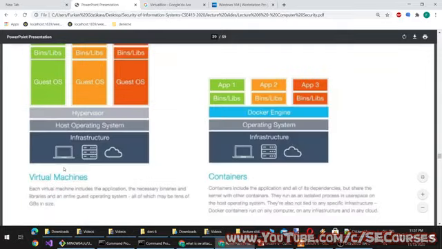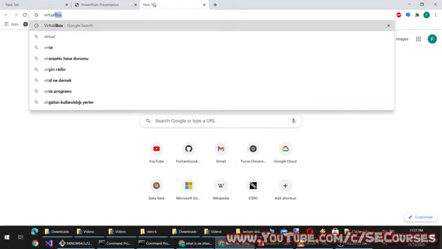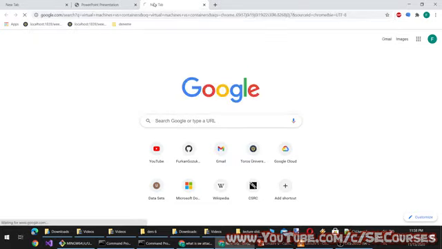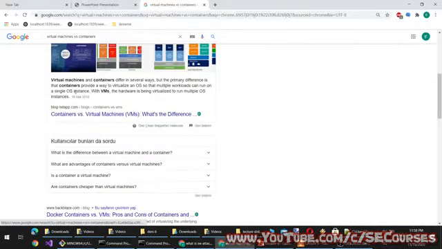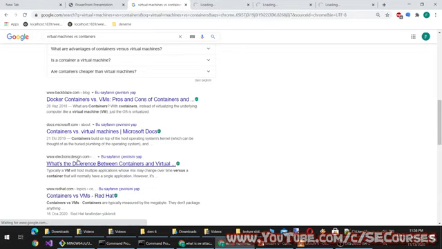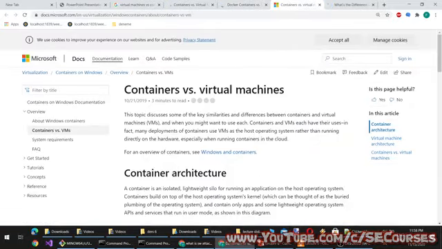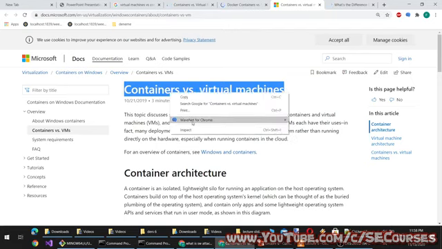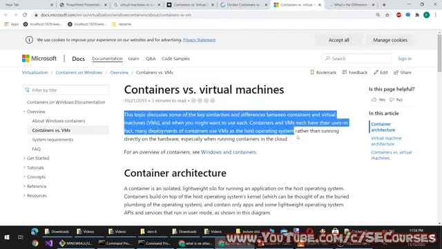So virtual machines versus containers, if we search for that, we may get a clearer idea. Okay, let's see the difference. Okay, there is an official document on Microsoft: Containers versus virtual machines.